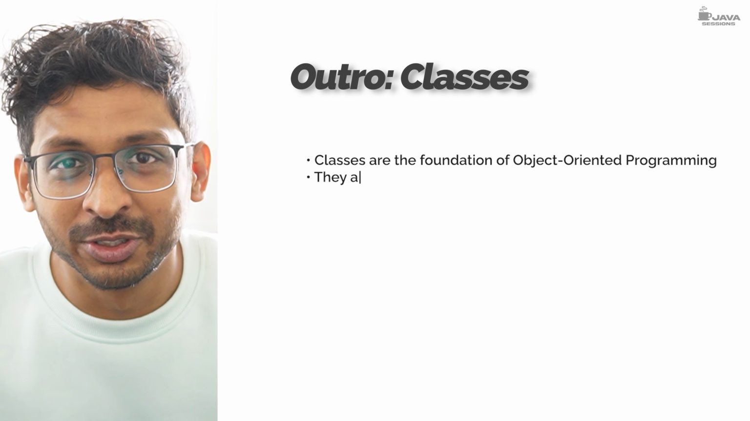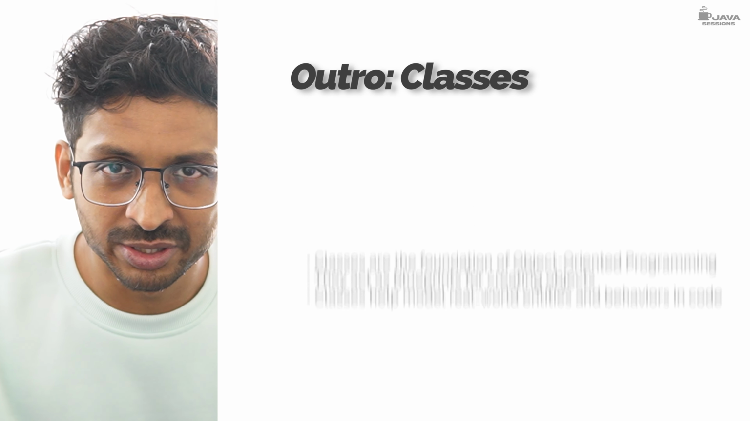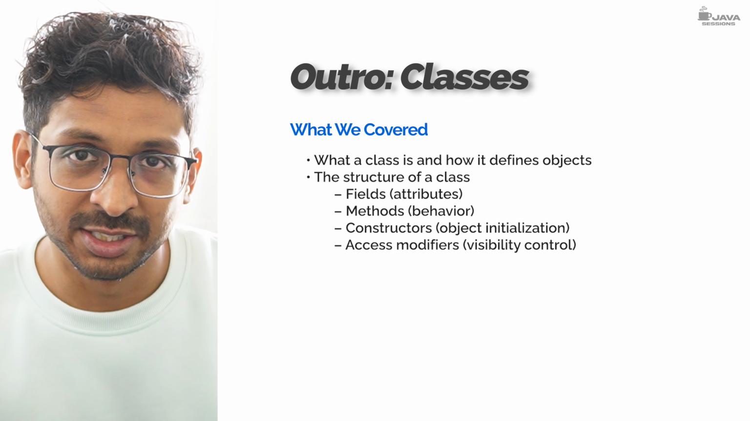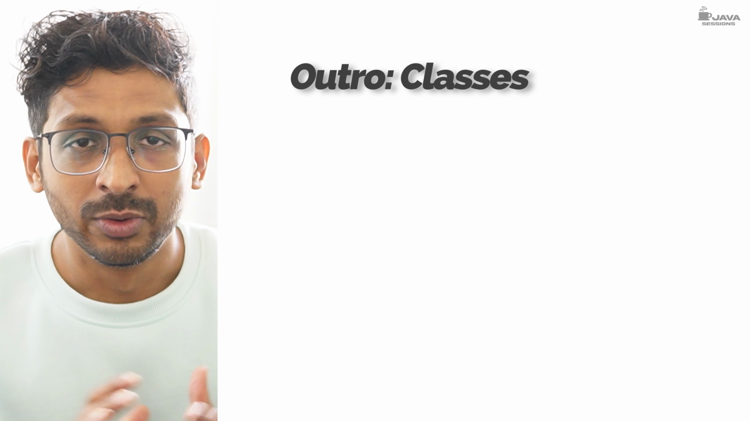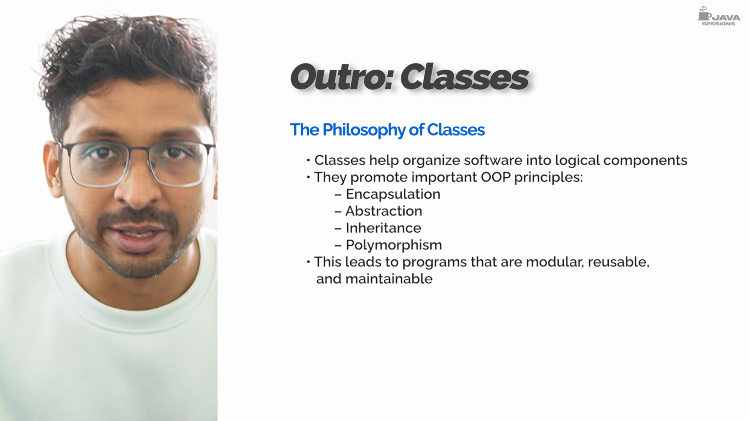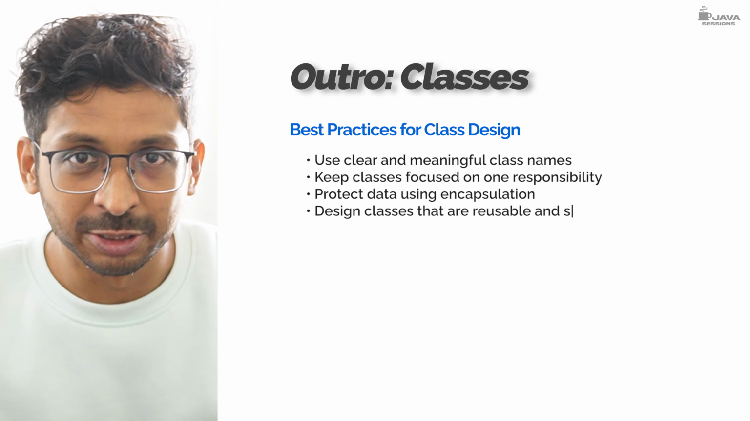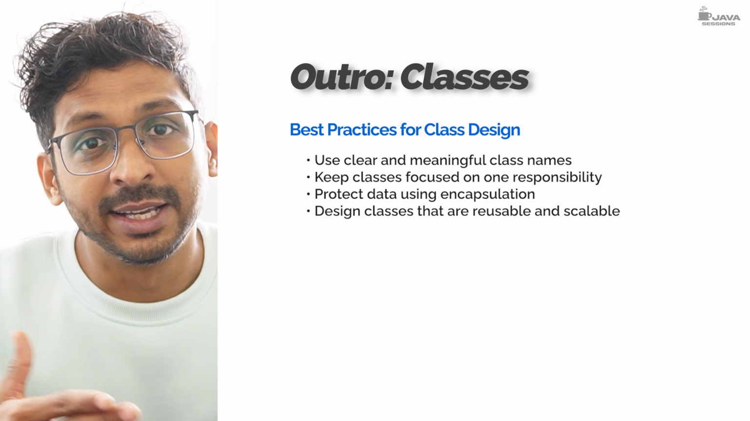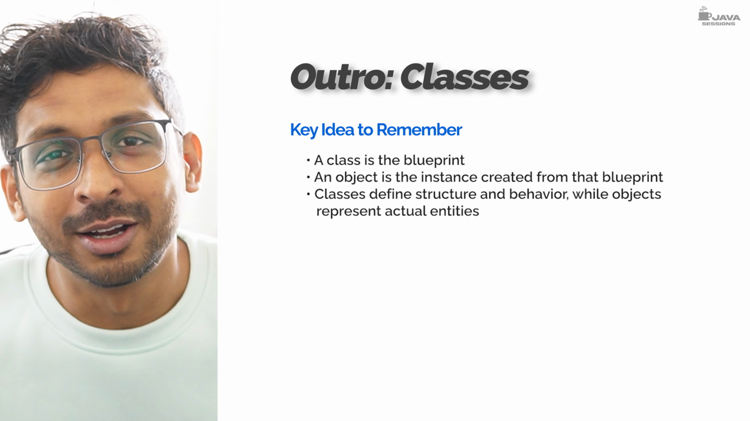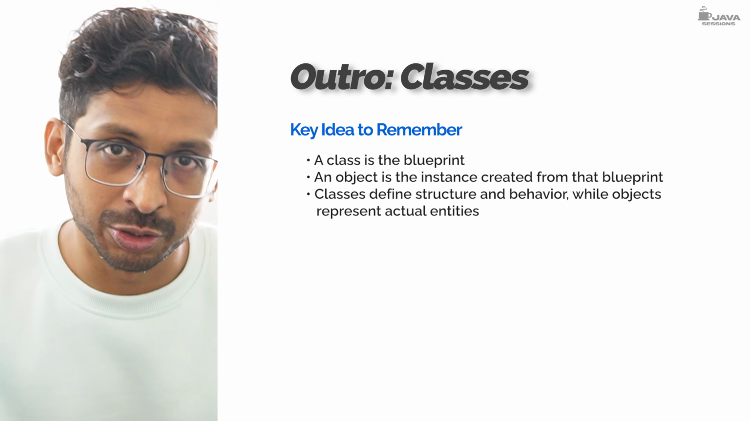That brings us to the ending of this chapter. We understood what a class is and how it acts as a blueprint for the objects. We understood the structure of the class, including the fields, the methods, the constructors, and the access modifiers. We understood different types of classes. We understood the philosophy behind the classes and how they promote encapsulation, abstraction, inheritance, modularity, and reusability. We also went through some of the best practices and tips for writing clean, maintainable, and extendable class designs. By now, you should be comfortable with the idea that classes are not just code, they are a way to model real-world entities and behavior in a structured and scalable way.